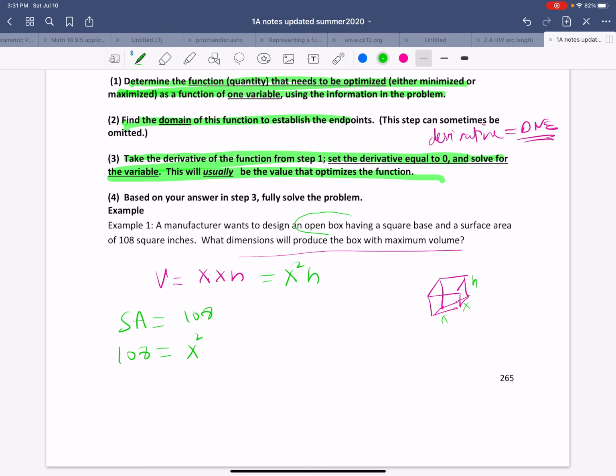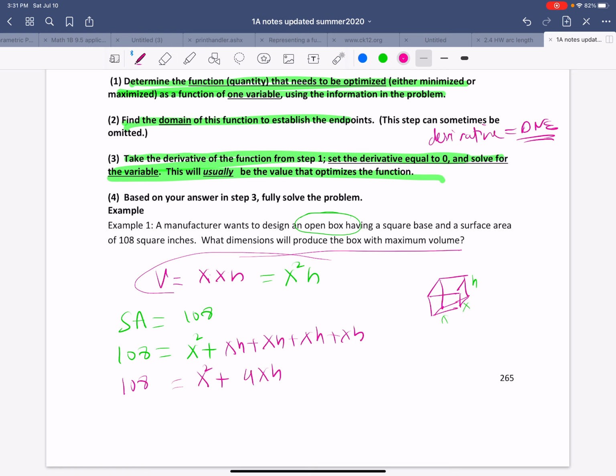oh, this is an open box, so we're not going to have 6 surfaces. We'll actually have only 5. So the bottom is x squared, and the 4 sides are going to be xh plus xh plus xh plus xh. This is the area of the 4 sides. x squared plus 4xh is equal to 108. Now we know the volume is equal to x squared h.